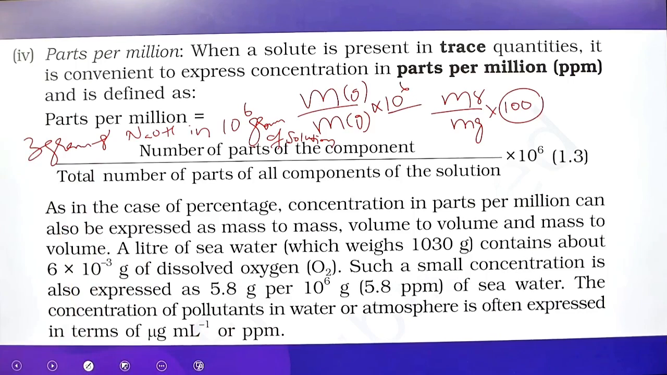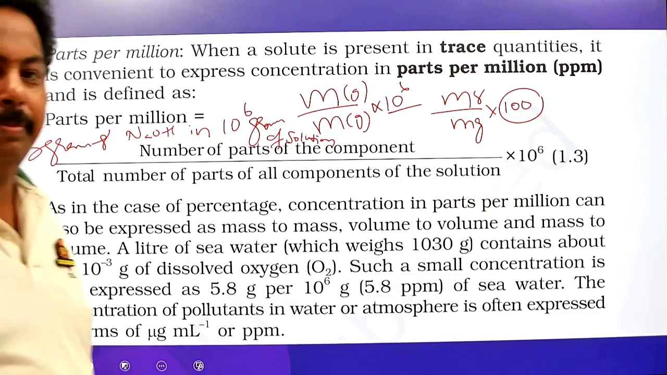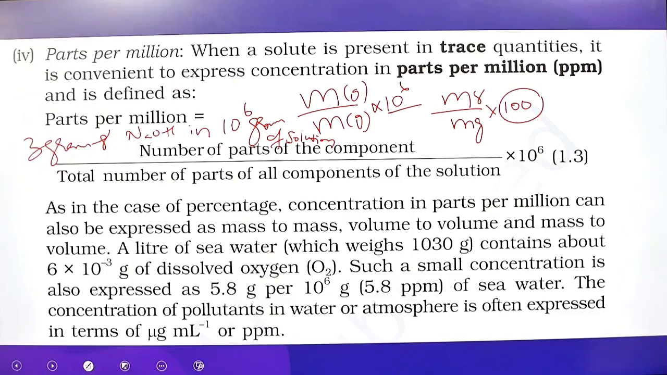3 grams of solute, it can be anything. Can you understand? NaCl, NaOH in 10 power 6 grams of solution. Put it in mass by mass. 3 by 10 power 6 into 10 power 6. ஏன் 10 power 6 கீழே 3 plus 10 power 6 இல்லை? Why not? It is the whole solution. It contains both solvent and solute. So 10 power 6, 10 power 6 cancel ஆகி என்ன வரும்? 3 grams.